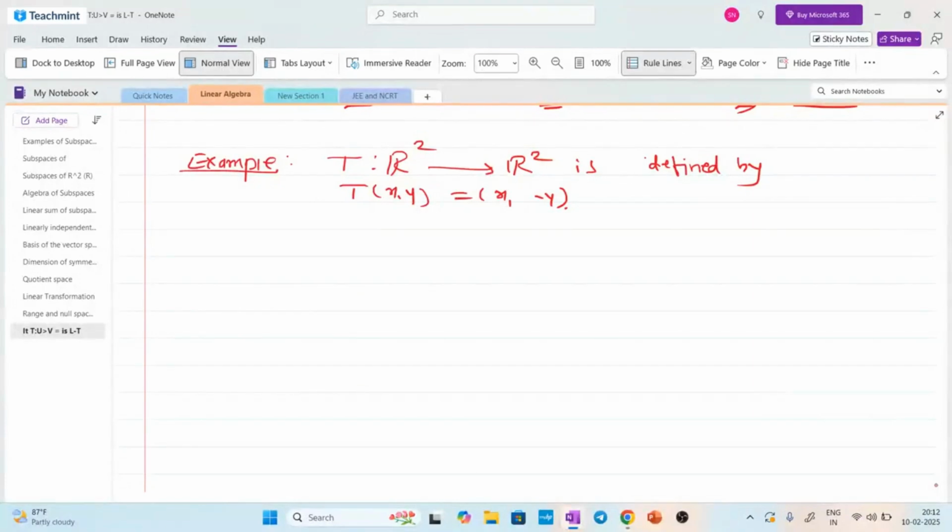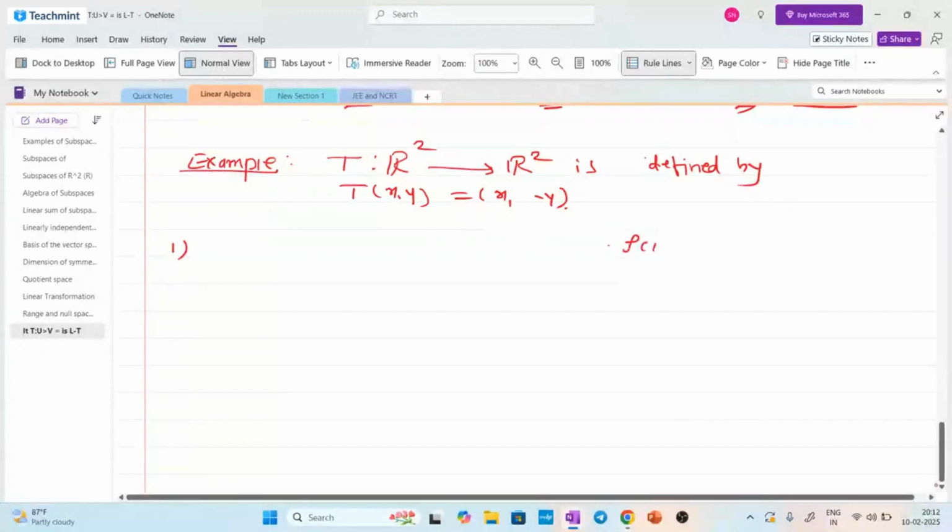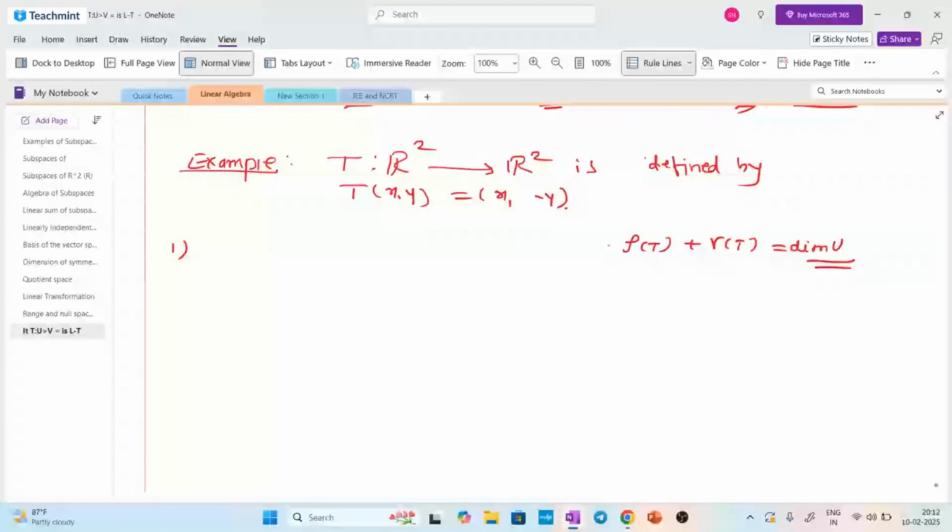Then we can find out, first of all, look here, in the rank-nullity theorem, rank of T plus nullity of T is equal to dimensions of U. Right? Now look, already what is U here? U is R square. Therefore dimensions of U is equal to dimensions of R square, that is equal to 2. Right? Then its work is done.